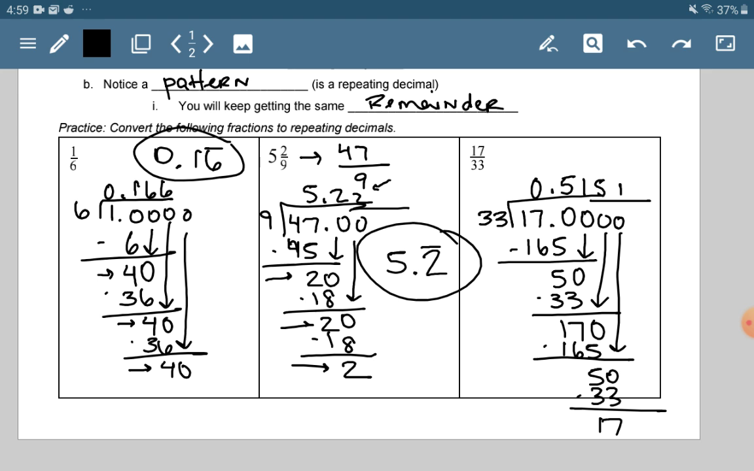17 over 33 as a decimal is 0.51. And the 5 and the 1 were both repeating, so the line goes over both. I am only writing the numbers that repeat, which is just a 5 and a 1, not more than that, and I'm writing the line over both of them. So 0.51 repeating.